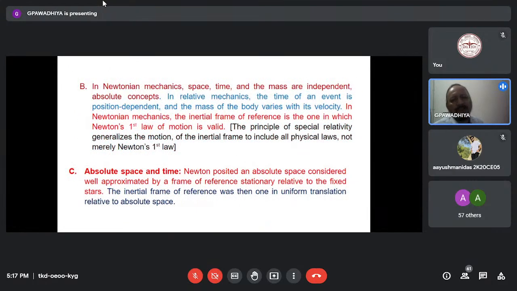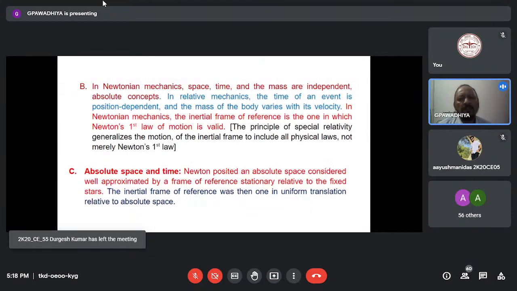In Newtonian mechanics, space, time, and mass are independent and absolute concepts. In relativistic mechanics, the time of an event is position dependent and the mass of the body varies with its velocity. So actually, we are not dealing with bodies in which motion is of that extent that the body mass changes with velocity. In our case, the body has some rest shape, rest mass, that is fixed mass.